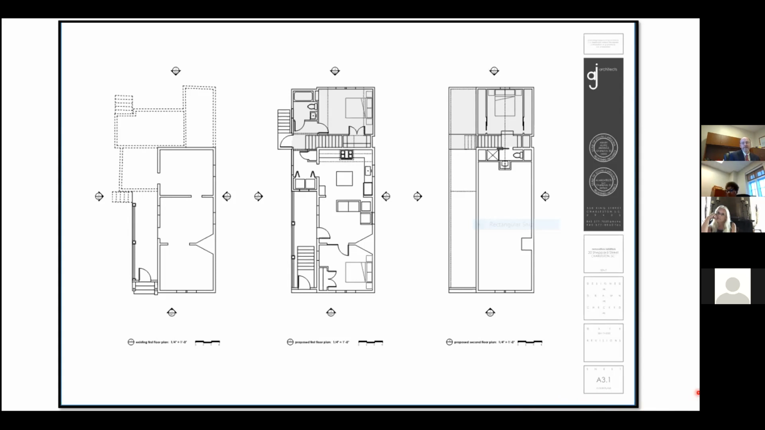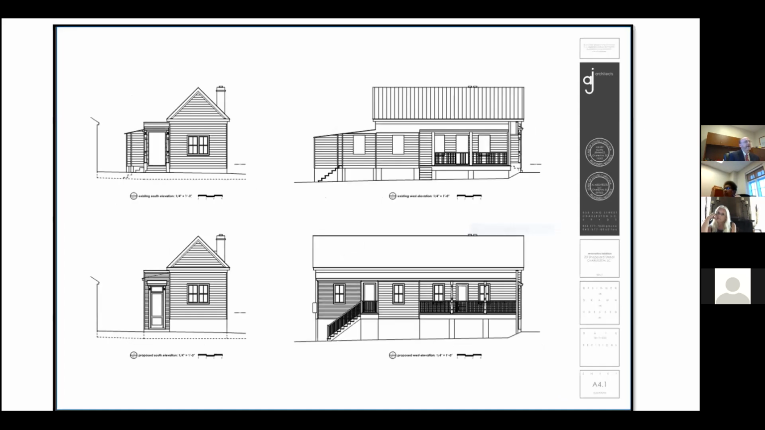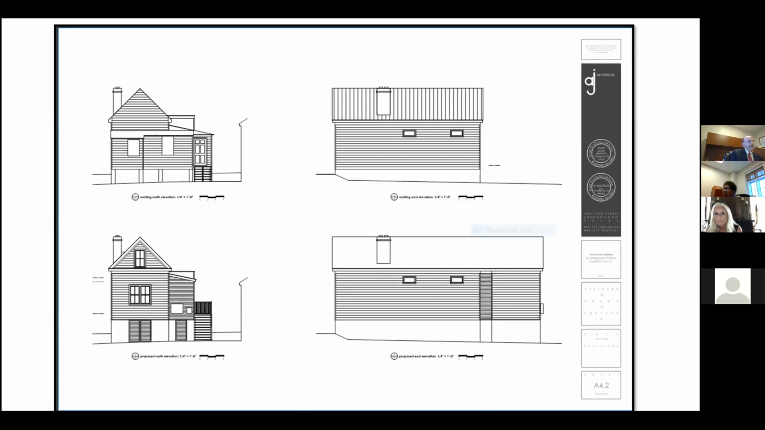And I'll just show you these elevations. So you see the existing on the top, and this is the addition to the original house that would be removed. And then the new elevations are on the bottom of this drawing. And then the other side and the rear elevation is shown here.